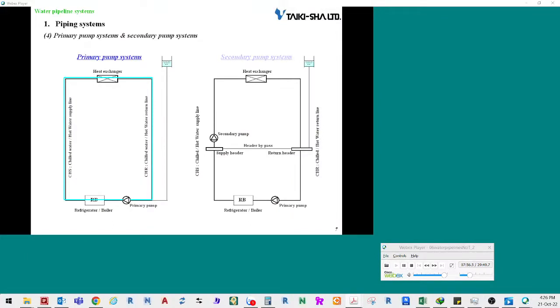On the other hand, the secondary pump system sends water separately to the heat source and equipment on the load side as shown on the slide. The primary pump is used to send water to the heat source. The secondary pump is used to send water to equipment on the load side. The circulation through the heat source is secured by the primary pump, while the flow rates of the water sent to the load side are adjusted by the secondary pump.